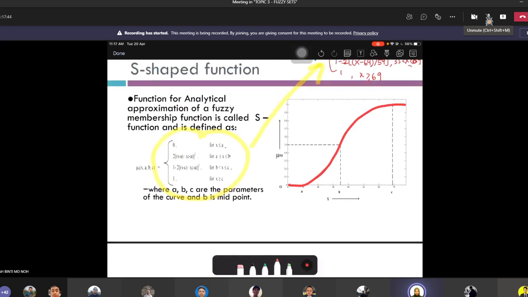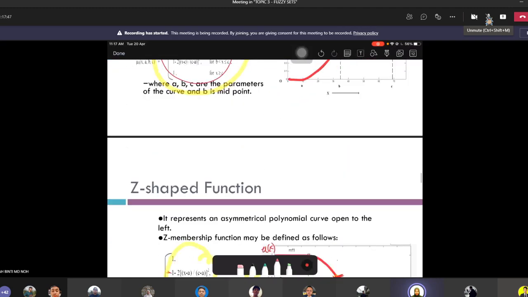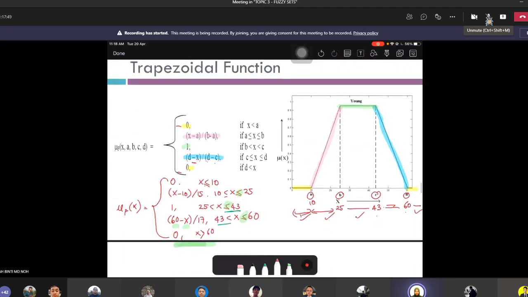This is the S shape function. Okay, so you copy all this 4 in here. Mana vicinity?